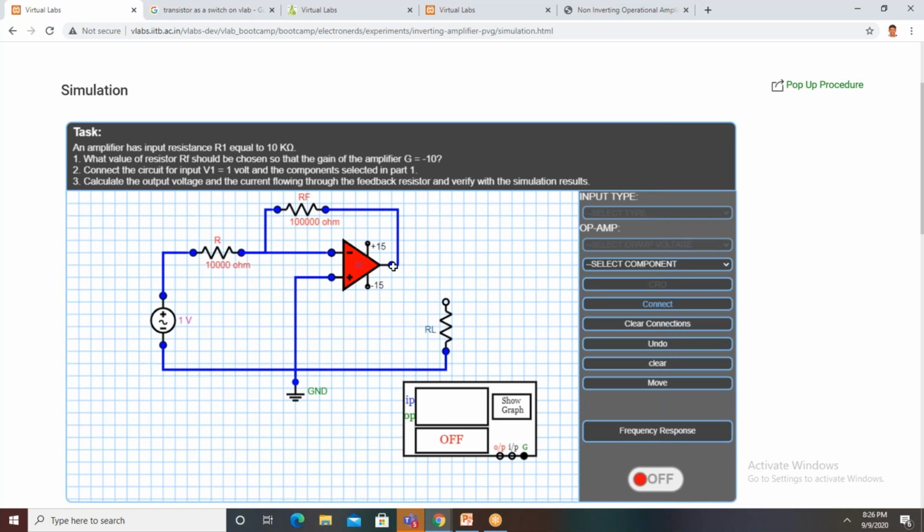If you want to see the graph, you click on this graph. This is your input signal. Am I right, sir? Yes, sir. This is input. Input is given to the inverting terminal, so we get an inverted output. Am I right, sir? Yes, sir.